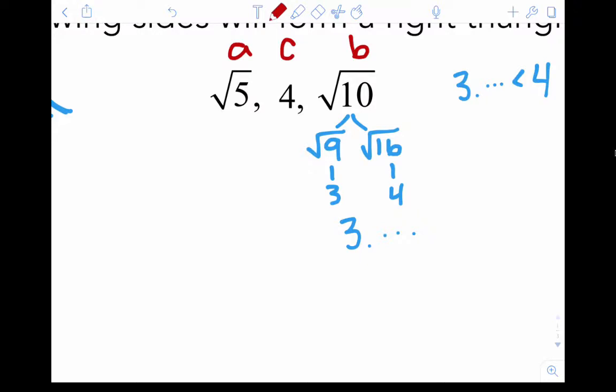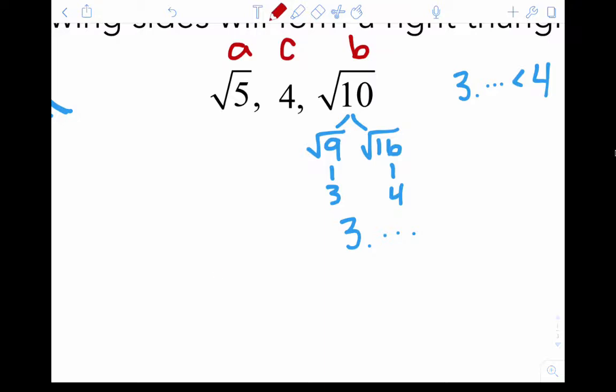So they're not always going to be given to you as A, B, and C. Sometimes they're going to be in a different order, and so you need to figure out which is which. If you choose the wrong C value, then your problem's not going to work out the way it's supposed to.